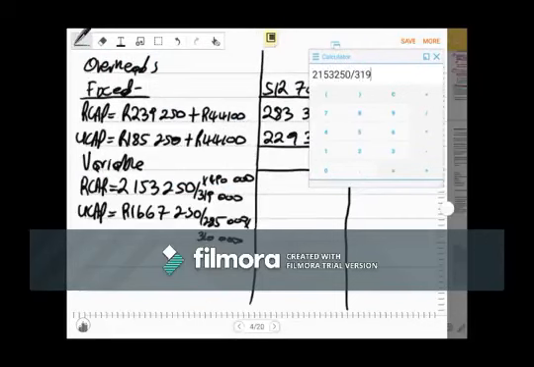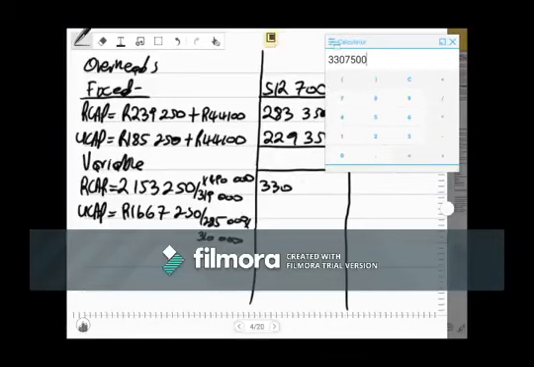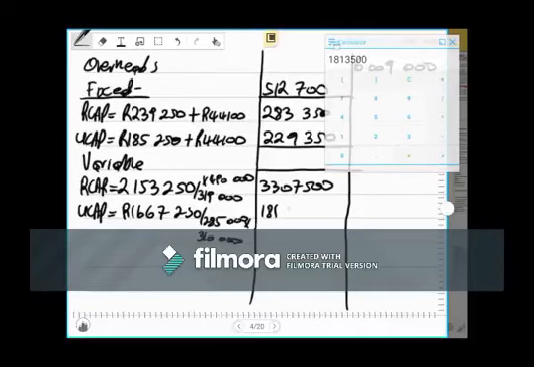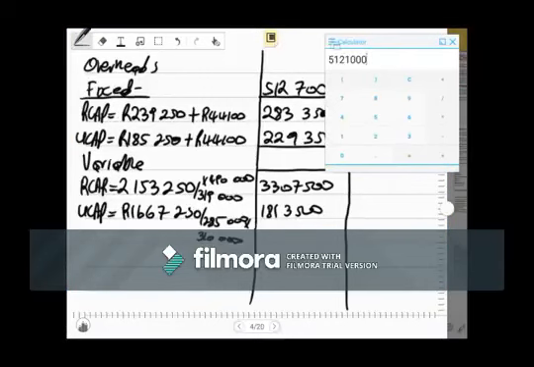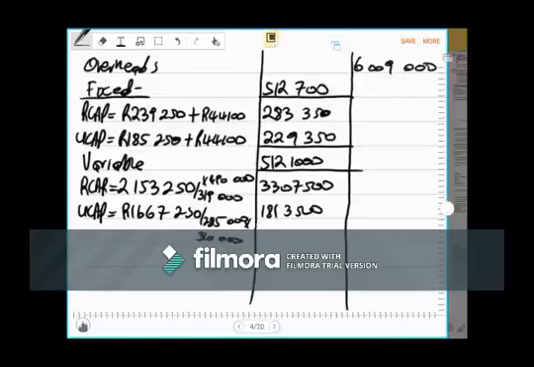2,153,250 divide by 319,000 times this by 490,000, and this gives 330,000, 337,500. Second one will be 1,667,250 divided by 285,000 times this by 310,000, and it gives 181,300 plus 330,7500, which is 5,121,000. At least that figure now seems to be making sense.